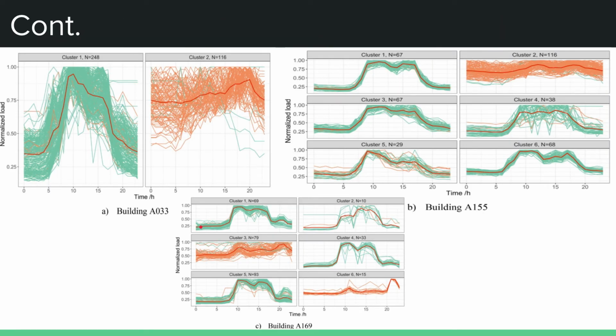And this is the result from the Gaussian mixture model. Here, 2 clusters were identified for the first building, and 6 clusters were identified for buildings 2 and 3. Here you can see that most of the clusters have somewhat similar patterns. Even this one, all of them have similar patterns. Here as well, they have similar patterns, and this indicates that this model also didn't perform well.